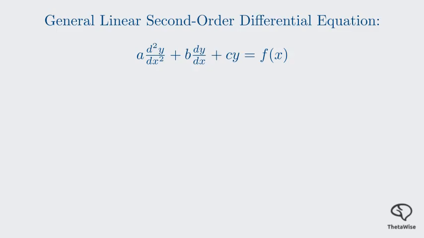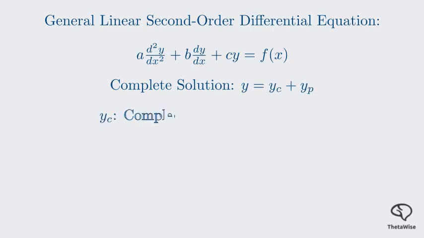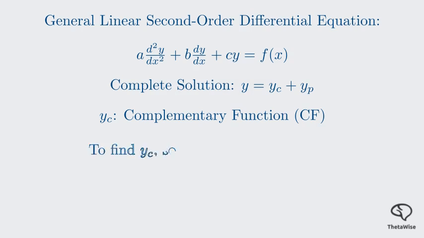The complete solution to this type of equation is not a single part, but a combination of two solutions working together. The complete solution is y equals yc plus yp. Let's define these two parts. The first part, yc, is called the complementary function. To find it, you solve the related homogeneous equation, which means setting the RHS to 0. In other words, yc is the solution to a d²y/dx² plus b dy/dx plus cy equals 0.